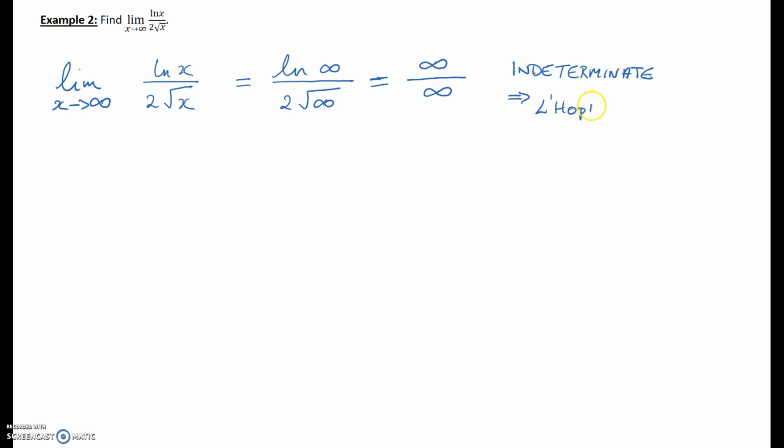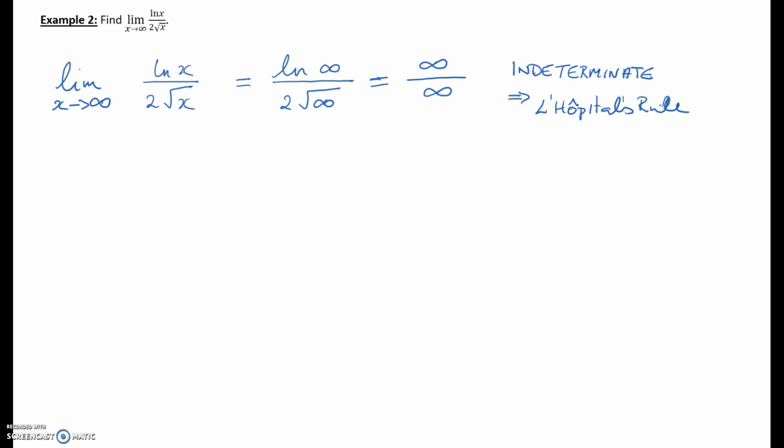So it's an unusual one. It's more AP Calculus BC than it is AP Calc AB, but we're just doing it just in case. So if you see infinity over infinity, that's another indeterminate form, and you can use L'Hopital's rule.